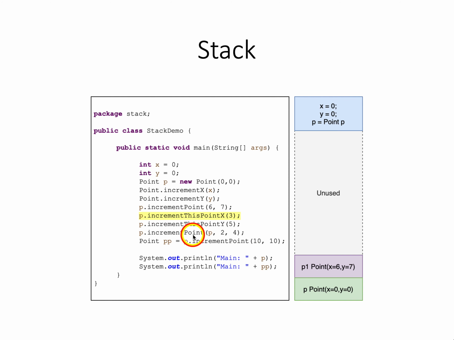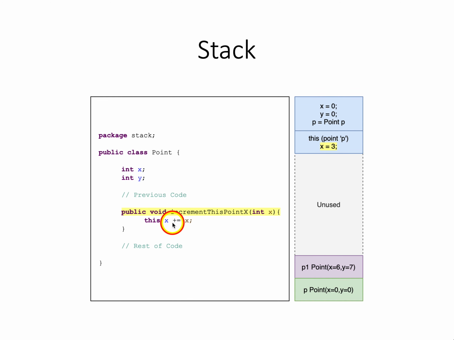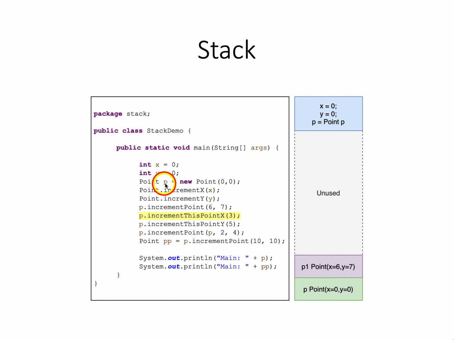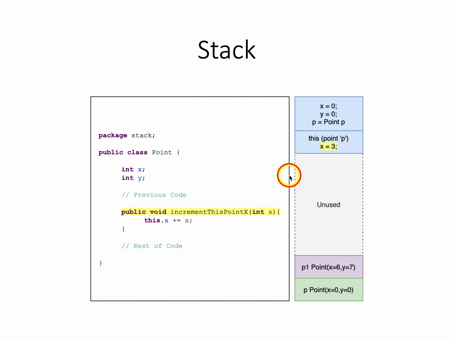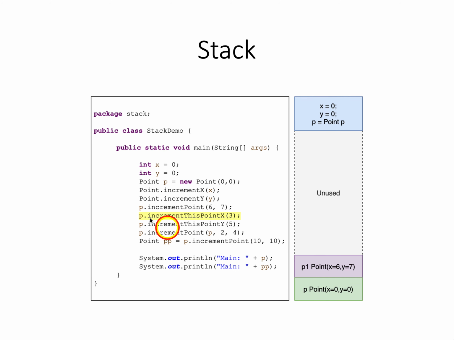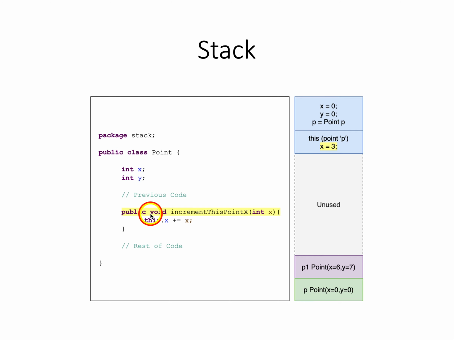So now we're actually getting to something that's more object oriented with this p dot incrementThisPoint. Because this is a method that is not static, we have to call it off of a point that was already created. So p dot incrementThisPoint. We're passing the value 3, and so that value is placed here. But we're now referring to this, and this is referring to the point p that it was called off of. Point p right here that was created, dot incrementPoint. So that's why this is not static.